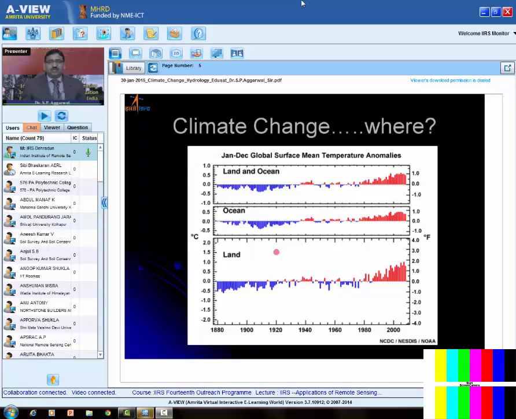Second is climate change, human induced. If you see this graph, this is from 1880 to present, and you find if you consider land and ocean together, there is a change in the temperature. If you see ocean only, the change is less, while if you talk about land only, you will find a lot of change occurs. It means it is on the land where this temperature change occurs. So we can conclude that because of human intervention, there is a change in global temperature.